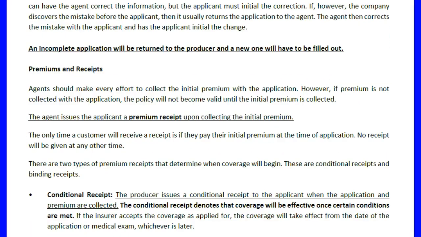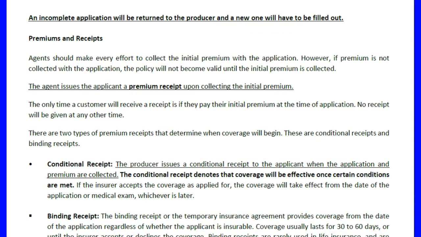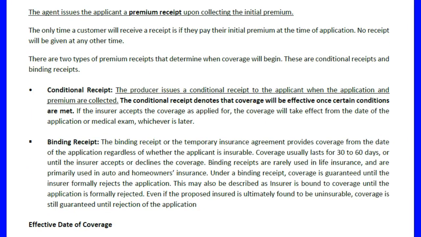Premiums and receipts. The agent issues the applicant a premium receipt upon collecting the initial premium. We have two types of receipts. Conditional receipt. The producers issue a conditional receipt to the applicant when the application and the premium are collected. The conditional receipt denotes the coverage will be effective once certain conditions are met. So with a conditional receipt, coverage will take effect from the date of the application or medical exam, whichever is later.